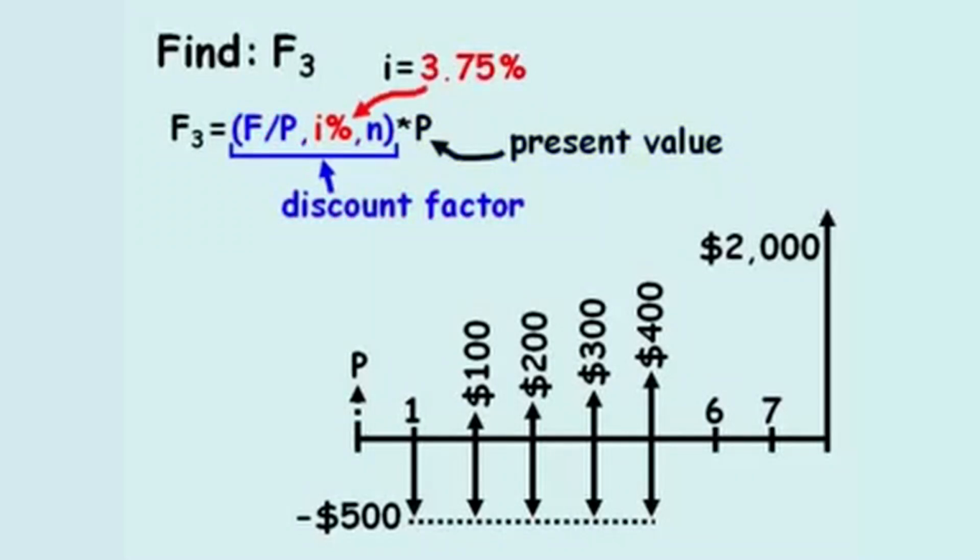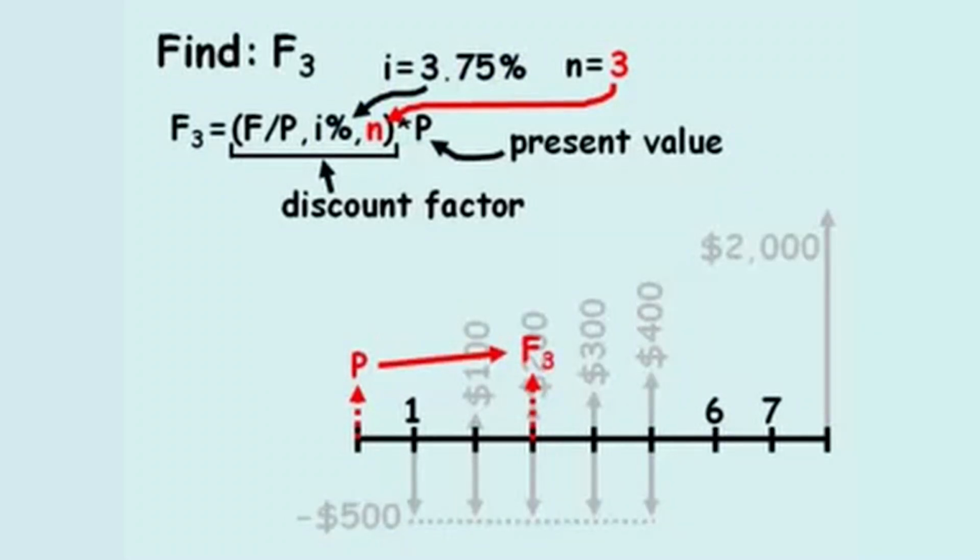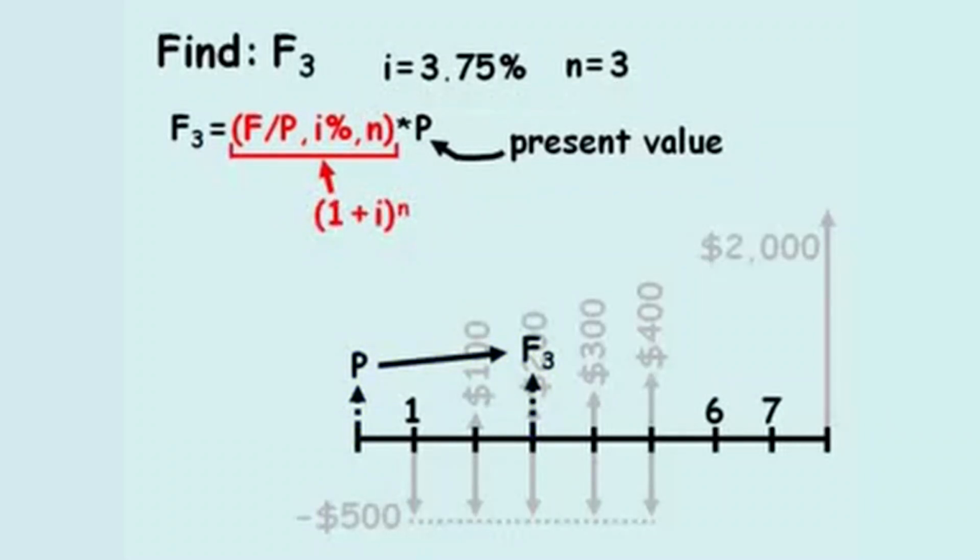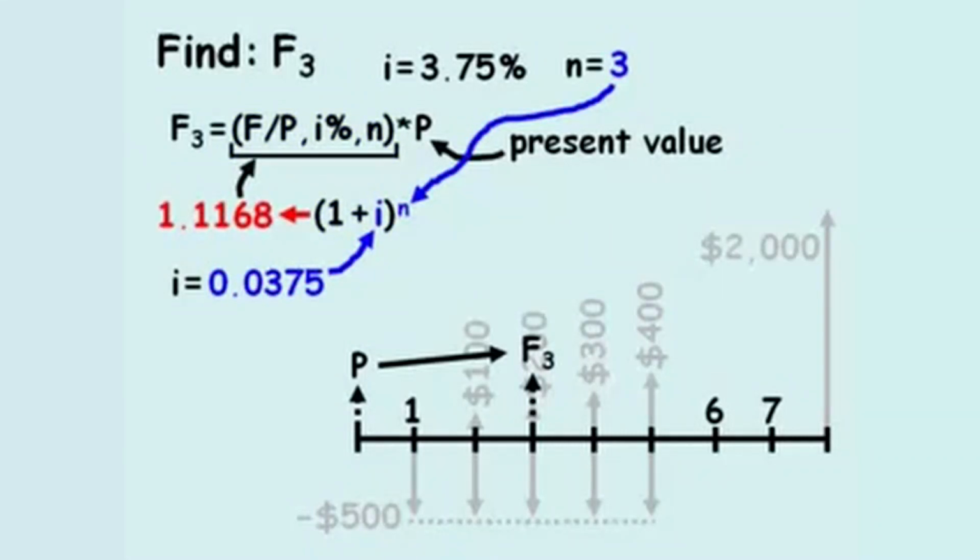The rate, I, equals 3.75%, and the number of years, N, equals 3, because we're converting an equivalent present value to an equivalent future value 3 years in the future. Since the rate, I, is slightly positive, we would expect this discount factor will be slightly greater than 1, because it equals 1 plus I raised to the n power. After plugging in the decimal value for I and 3 for n, this discount factor equals 1.1168.